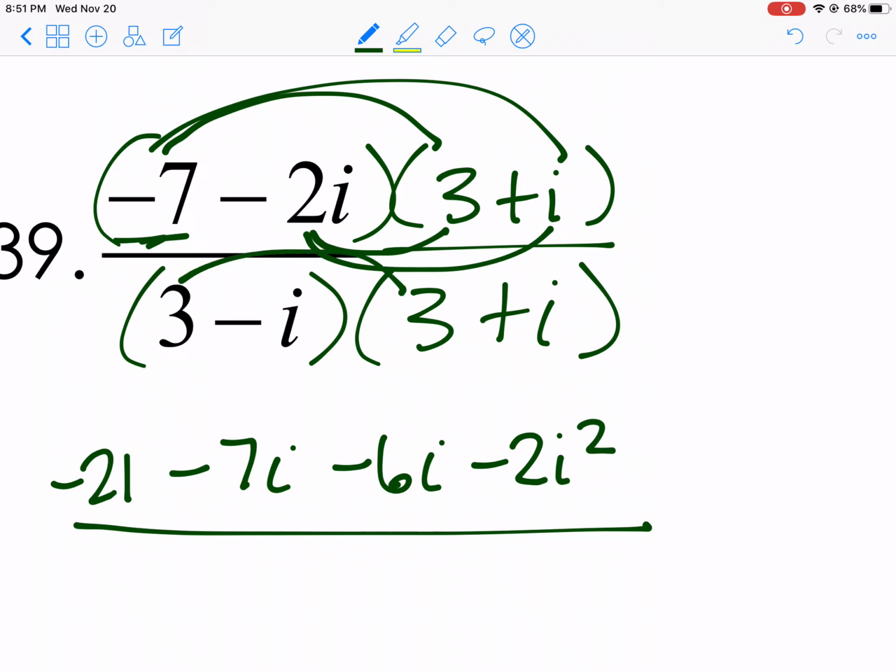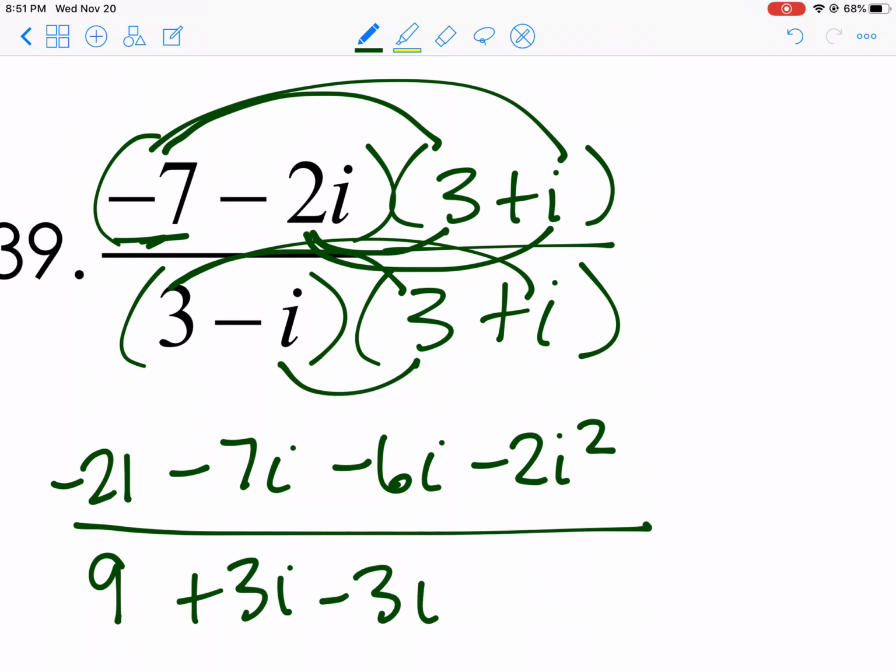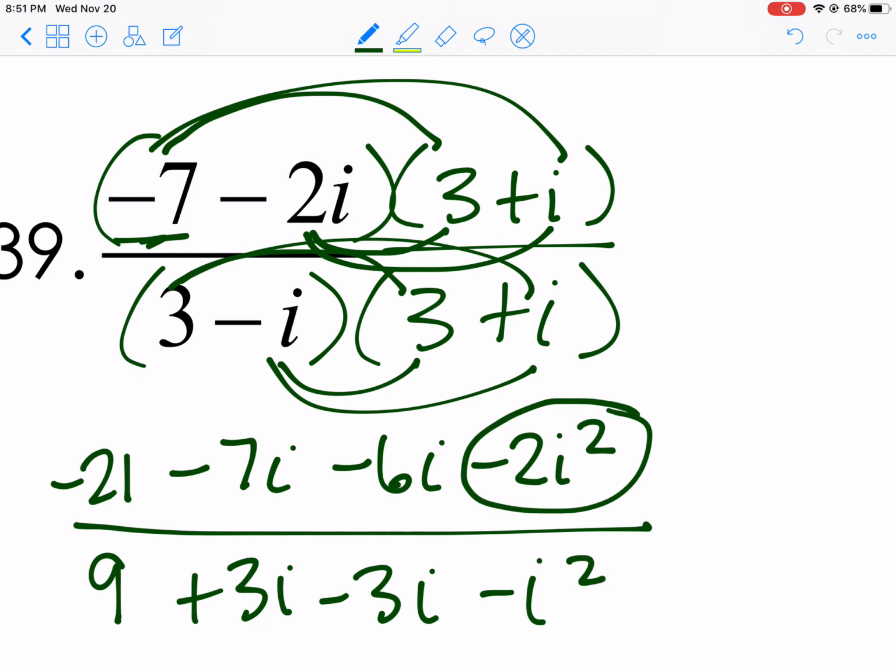3 times 3 is 9. 3 times i is 3i. Negative i times 3 is negative 3i. And negative i times i is negative i squared. Negative 2i squared, since i squared is negative 1, we've got negative 2 times negative 1, which is positive 2. Negative i squared is negative times negative 1, which is positive 1.